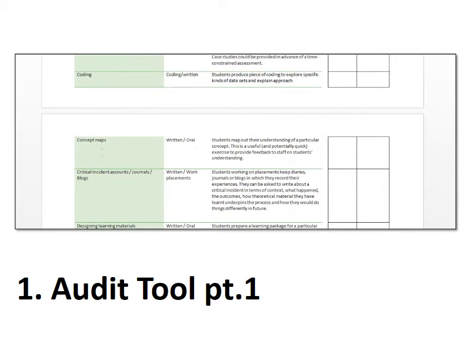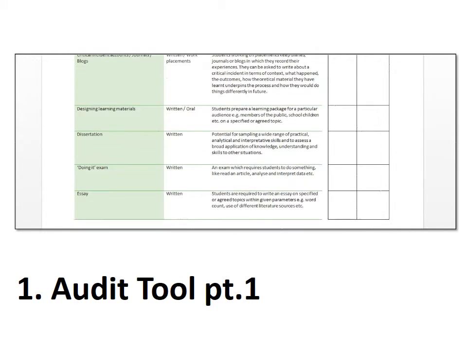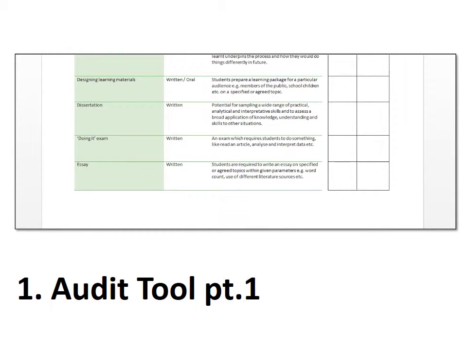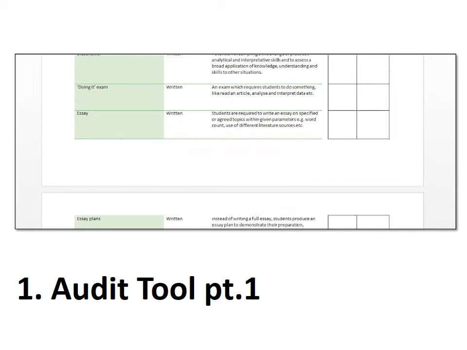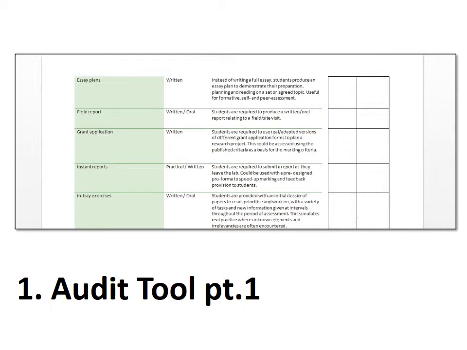As you'll see, there are many different kinds of assignments: dissertations, doing it in exam, essays. These are very common forms of assessment at King's. But we may look at some other ones. For example, we might want to ask our students to write a grant application. After all, this is something that as academics we do on a regular basis.